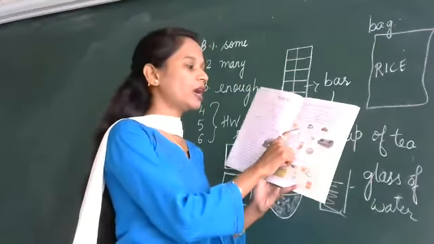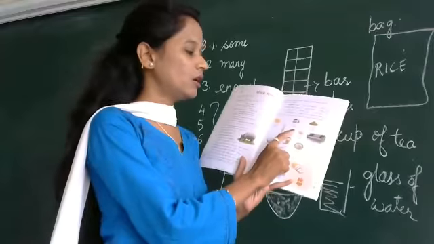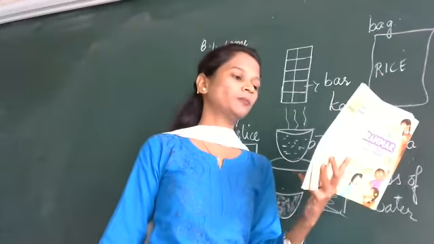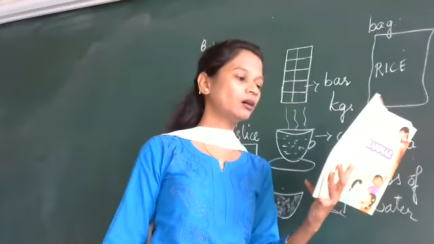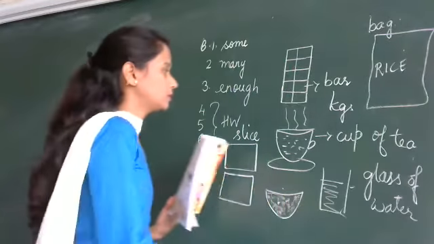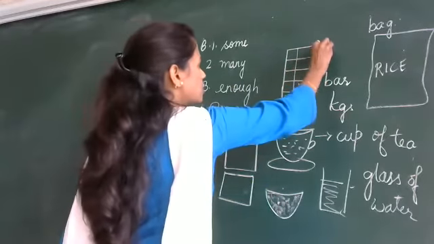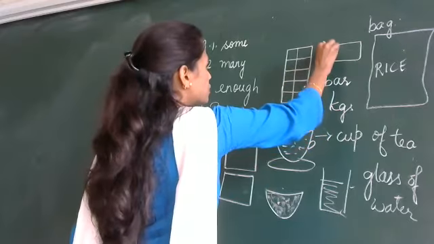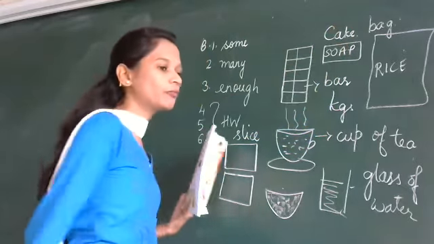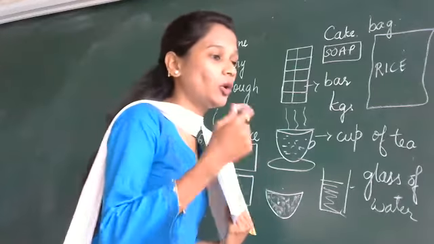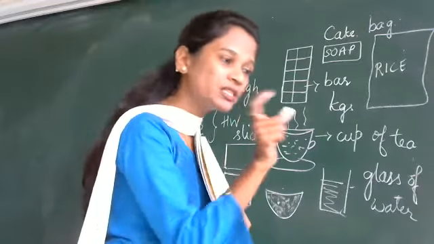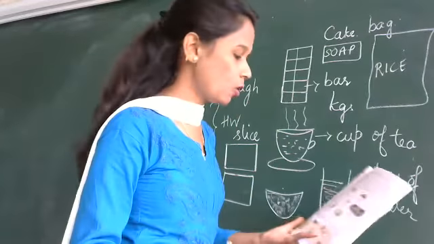Now see, uncountable nouns: a slice of cheese, a cup of coffee, a heap of sand, a bottle of milk, a piece of furniture, a cake of soap. Now see here, soap. Now this is your soap. What is this piece of soap called? This piece of soap is called a cake of soap. It is not the cake that you have to eat. A piece of soap is called a cake of soap.